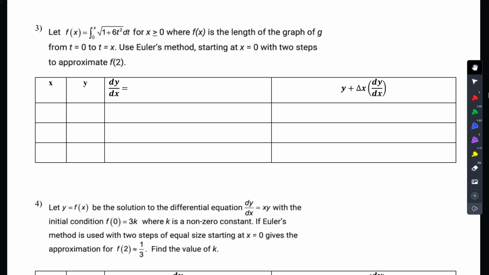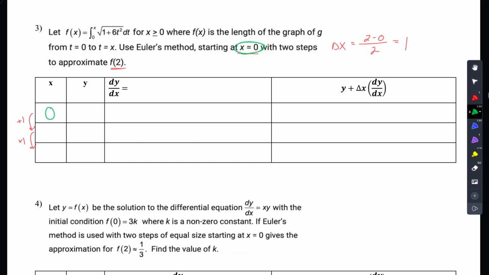So to make your life feel better, figure out the step size, because that you can at least do, right? We're starting at 0, 2 steps, and we're going to 2. So change of x is 2 minus 0 over 2, 2 steps, so 1. So every time your x increases, it's going to add 1. We're starting at 0.